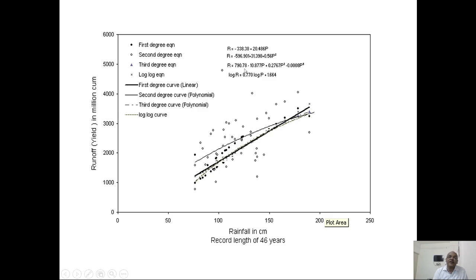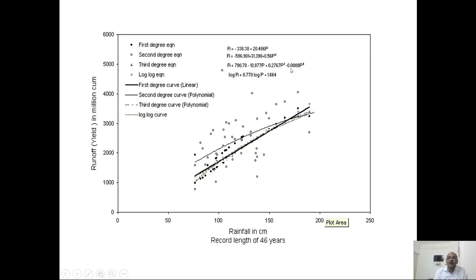R is equal to 790.78 minus 10.877 P plus 0.276 P square minus 0.008 P cube. This is for the third degree equation, and log R is equal to 0.770 log P plus 0.1664. Here R values represent the runoff in million meter cube, and P values represent the precipitation or the rainfall in centimeters. Now as we go on increasing the degrees of the polynomial curve, what will happen here?